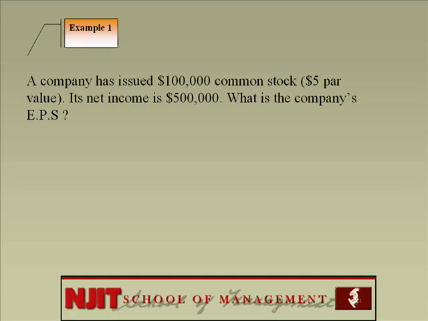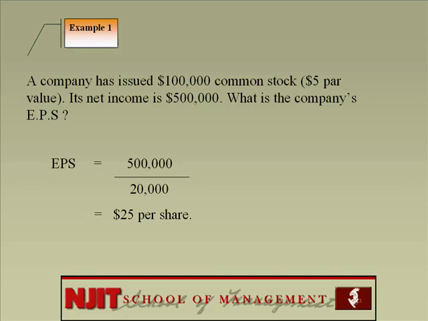So how many shares, the number, did they issue? They must have issued 100,000 divided by $5. That's 20,000 common stock. So you divide the profit, 500,000, by the number of shares, 20,000, and the earnings per share is $25. This means that on each share of common stock, the company made a profit, or the company earned $25.